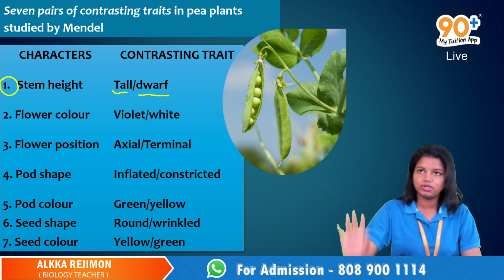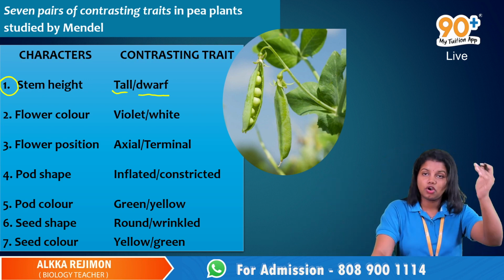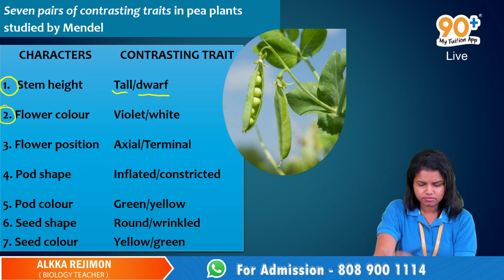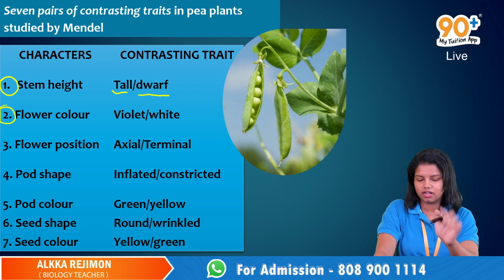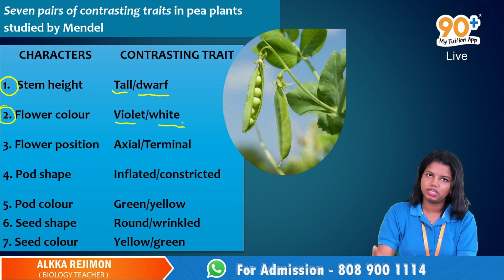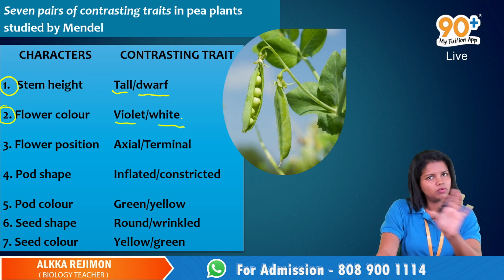So yes, here you can see stem height, tall and dwarf. Then the flower color: in the garden pea, the two contrasting flower colors we can see are violet and white, a purple color and a whitish color.